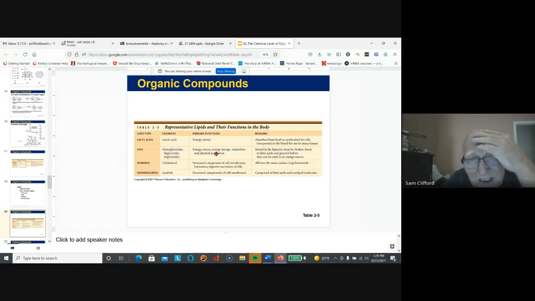So fatty acids, an example is lauric acid, absorbed in food. Fats like triglycerides, that's how fats are stored. Cholesterol is a structural part of cell membranes. It helps make up the steroid hormones like testosterone, progesterone, estrogen. Those are some of the classic steroid hormones, the sex hormones. And then we're going to talk in much detail about phospholipids.